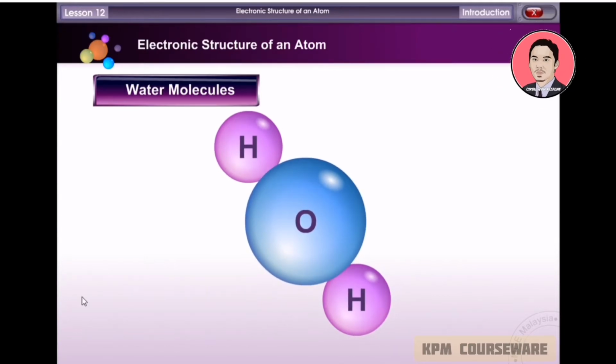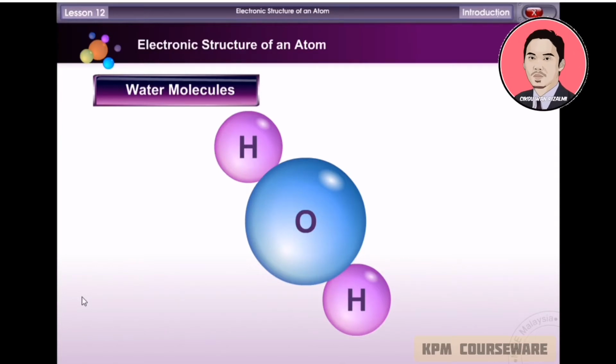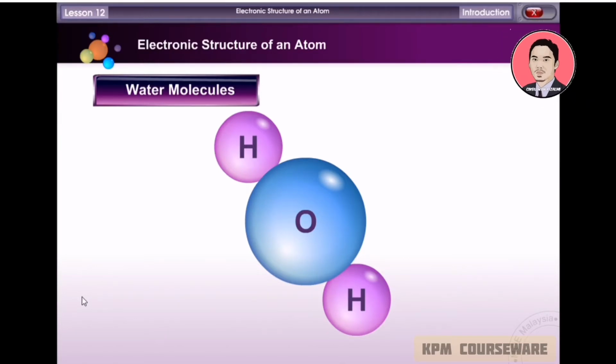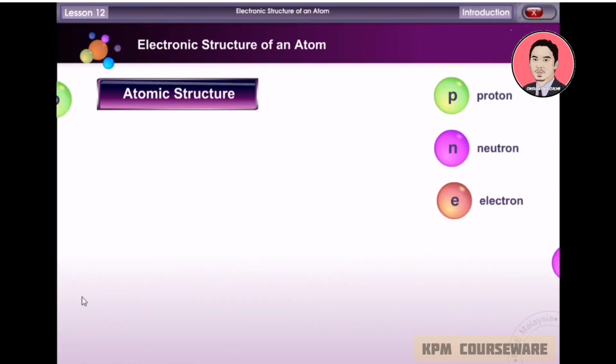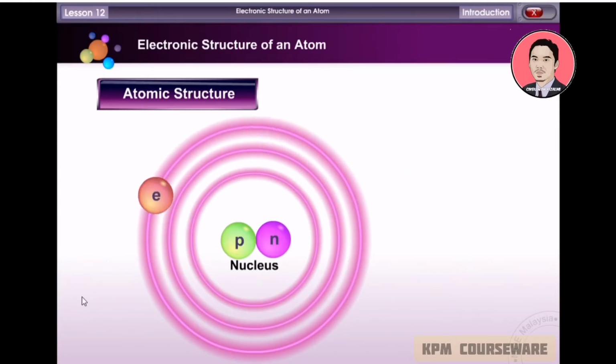From the previous lesson, you already know what an atom is. But do you know what an atom is made up of? Atomic structure. An atom is made up of 3 smaller particles. The 3 subatomic particles are proton, neutron, and electron. Protons and neutrons are tightly packed together in the center of the atom called the nucleus. The size of the nucleus is very small compared to the overall size of the atom. Electrons move around the nucleus just like planets orbiting the sun.